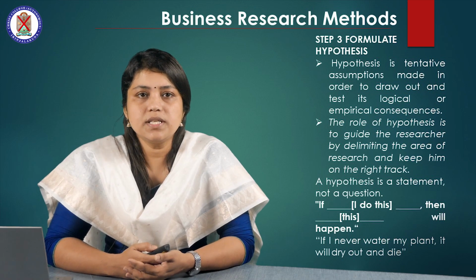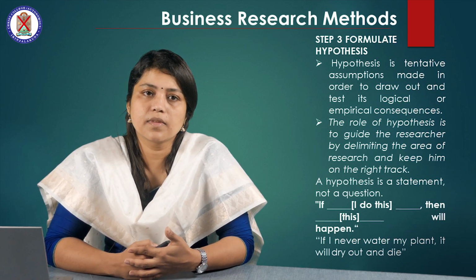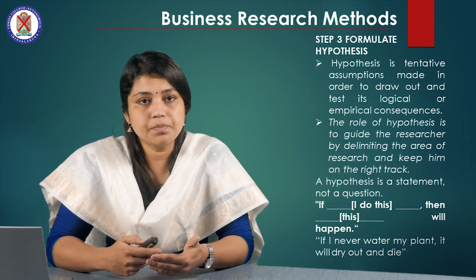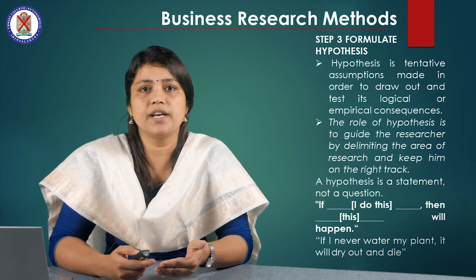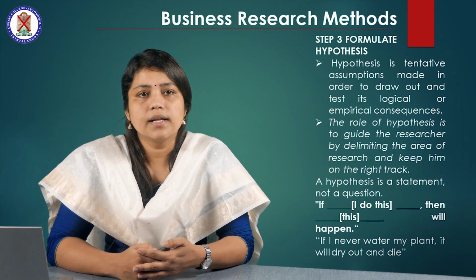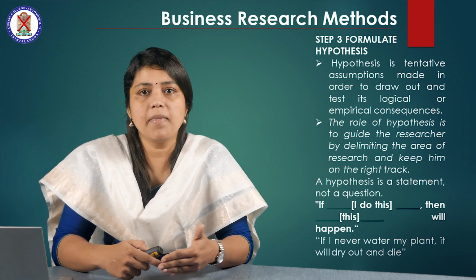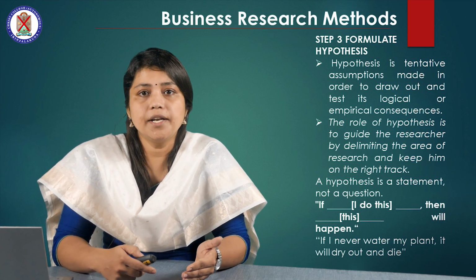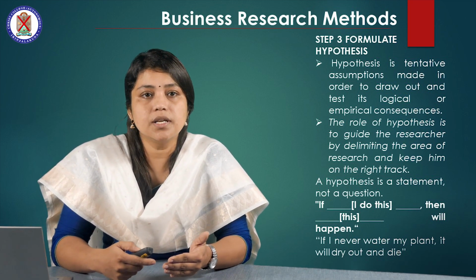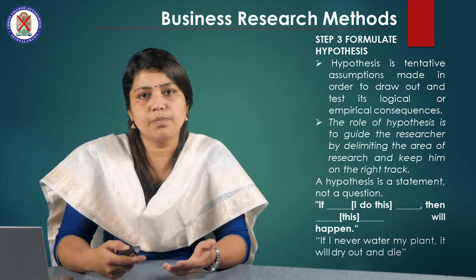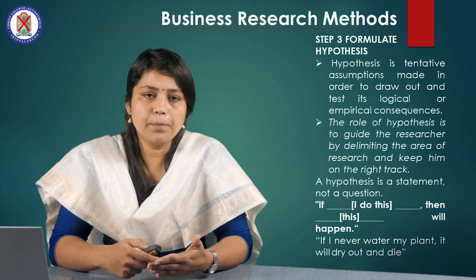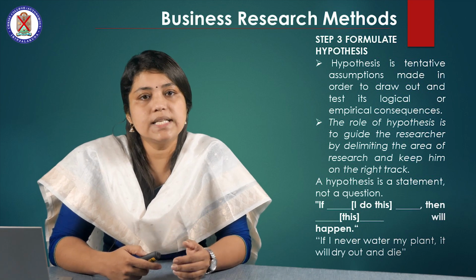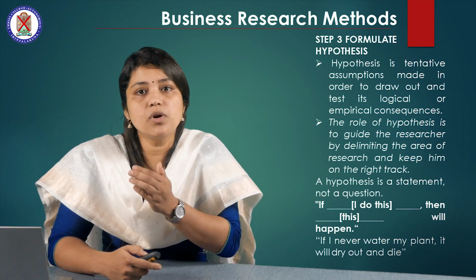So the third step is to formulate a hypothesis. As we have discussed in the first session, a hypothesis is an educated prediction that provides an explanation for an observed event. That means a hypothesis is a tentative assumption made in order to draw out and test its logical or empirical consequences. It should be very specific and limited to the piece of research in hand because it has to be tested. The role of a hypothesis is basically to guide the researcher by delimiting the area of research and to keep him on the right track.